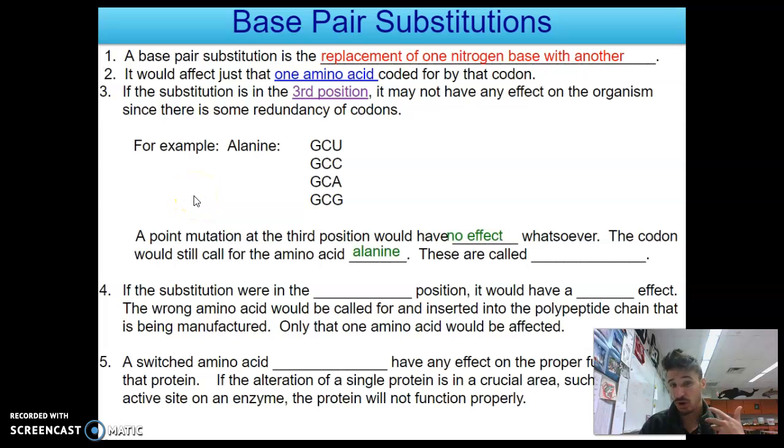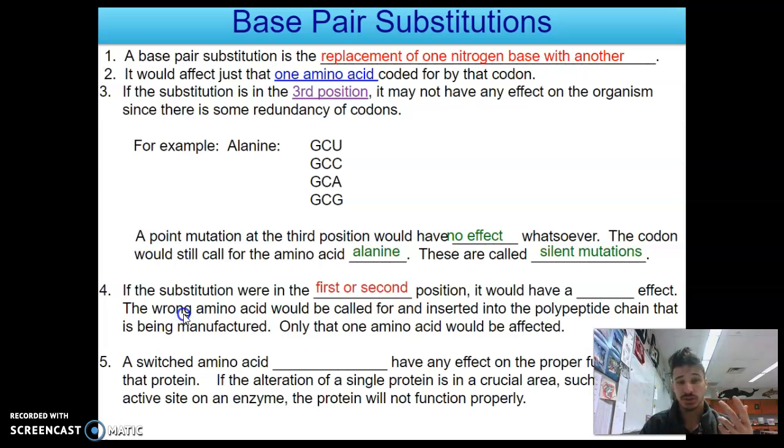The codon can still call for alanine, the correct amino acid, right? Because you see here all of these, they're all GC, but then UCAG, it can be any of these last four letters, and you'll still get alanine. So that's a silent substitution mutation.